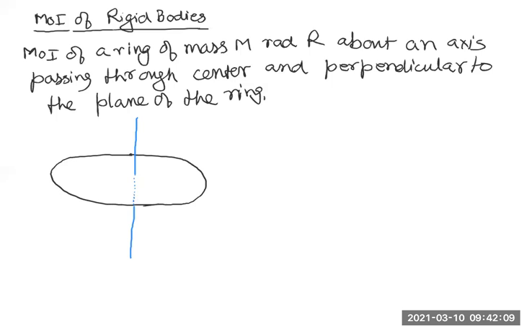Batao. Without any work, you don't need to work out anything. Have you understood moment of inertia? Moment of inertia is summation mi ri square, where mi is the mass of the ith particle, and ri is the perpendicular distance of the ith particle from the axis of rotation. Main fir se repeat kar raha hu, bilkul sahi hai. The moment of inertia of any object is given by summation of mi ri square, where mi is the mass of the ith particle and ri is the perpendicular distance of the ith particle from the axis of rotation.